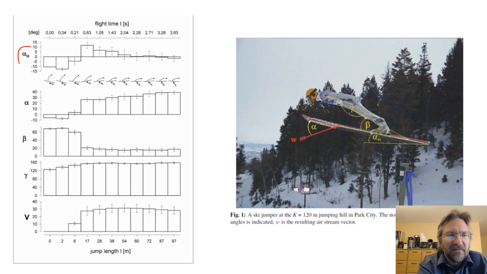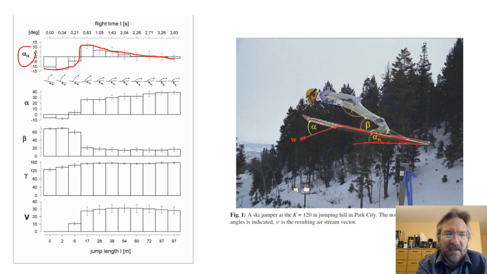So let's take alpha h, which is the angle of the ski with the horizontal. At first, when you go down the slope, it has a negative angle with respect to the horizontal. Then when you jump off, it becomes positive, and then slowly over time they try to get that angle to be almost horizontal. And then just before you land, it becomes negative again a little bit.